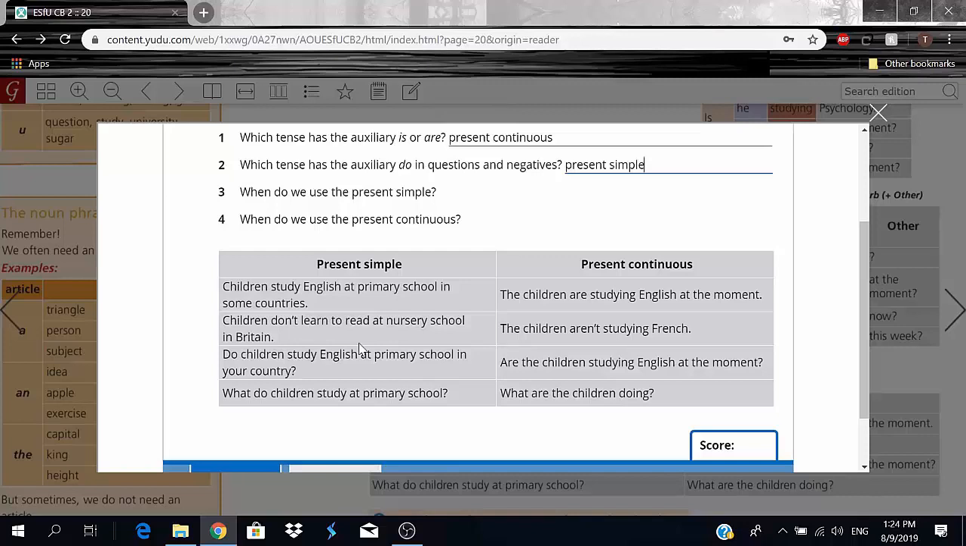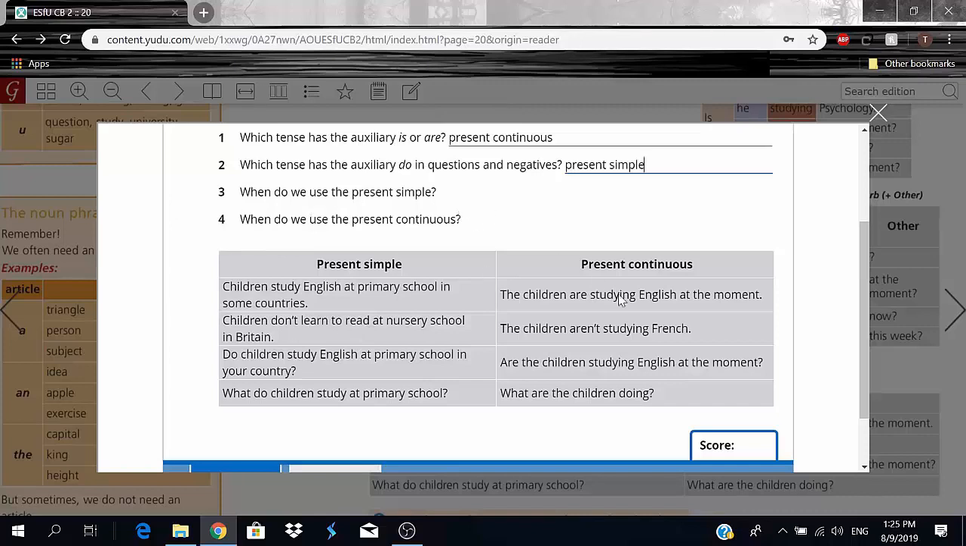Now, let me answer that for you. I hope you're able to get some of these right. So we use it for regular events, we use it for facts, and we use it for likes, okay? And now, number 4, what do we use the present continuous for?